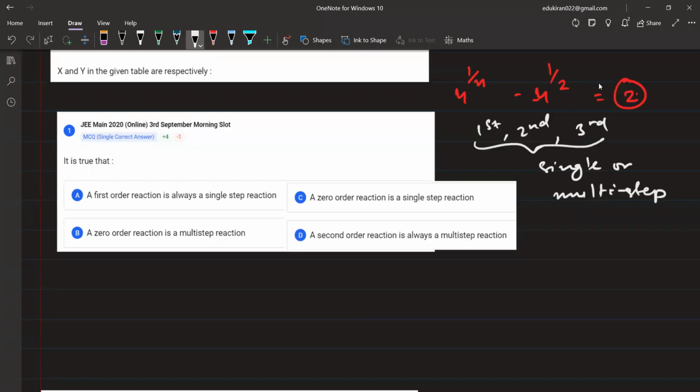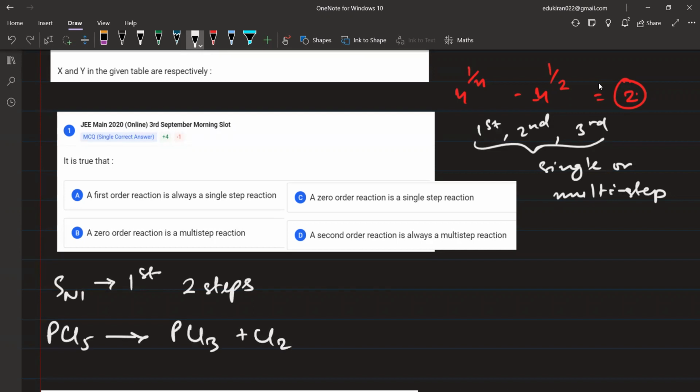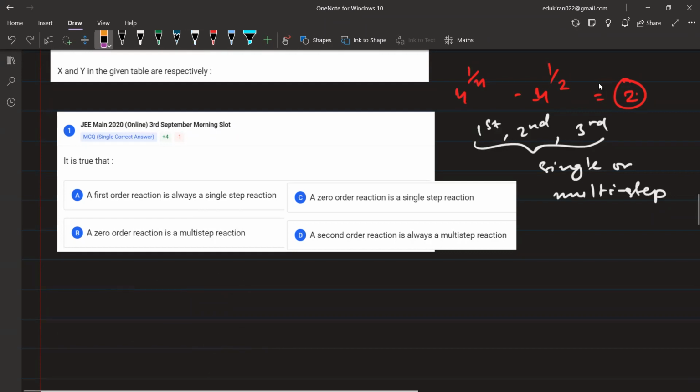Okay, for example, SN1. SN1 क्या है? It is first order, unimolecular, first order. But how many steps are there? There are 2 steps. Okay, but if you take PCl5, giving you PCl3 and Cl2, this equation is what? It is first order, but it is having how many steps? It is only having 1 step. Okay, so all of these reactions can be single step and also it can be multi-step. But if we talk about zero order, zero order is always complex.